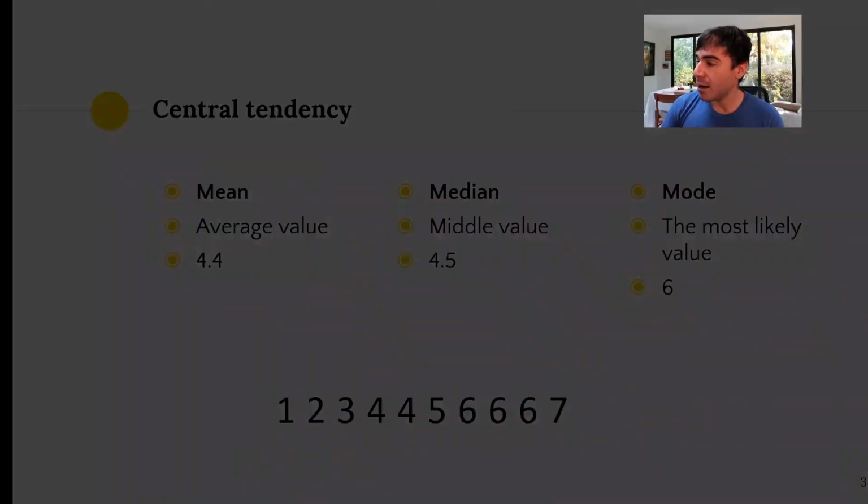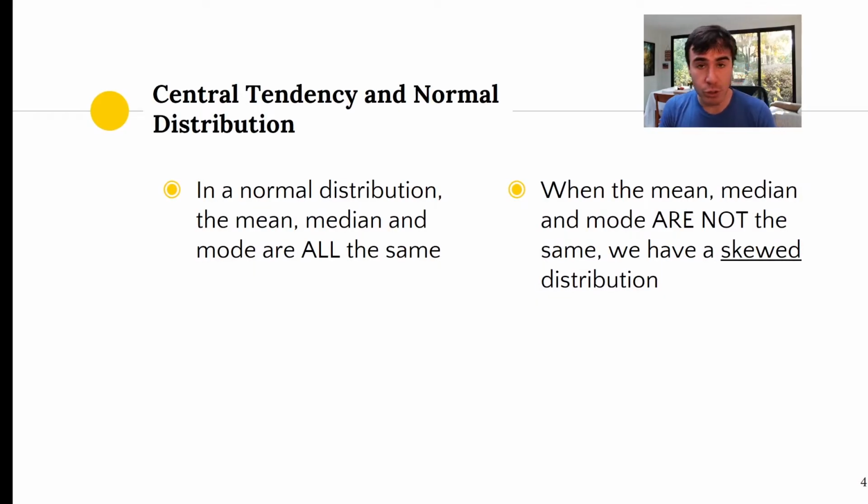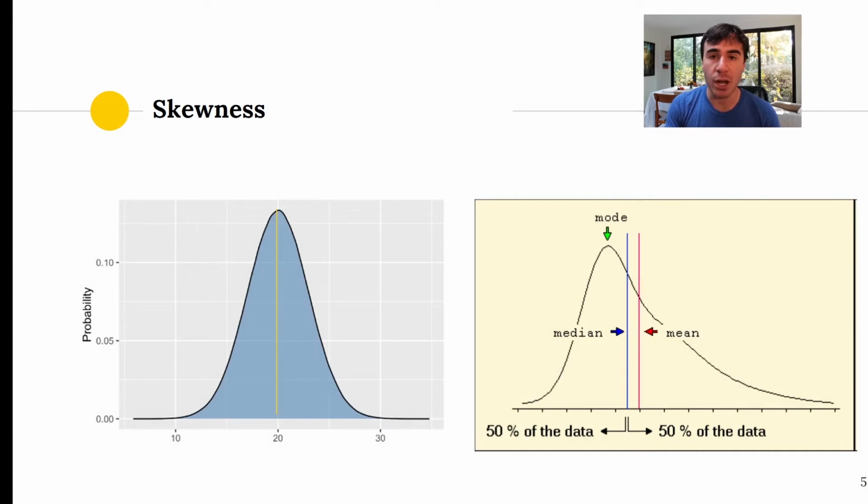Now, by definition, in a normal distribution, the mean, median, and mode are the exact same number. They're all equal to each other. When they're not, then we have a skewed distribution. By definition, if we have a skewed distribution, it would not be a normal distribution. Let me give an example of what I mean by that, and then we'll talk about implications.